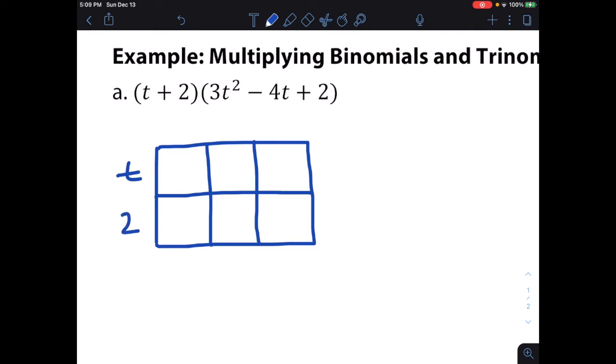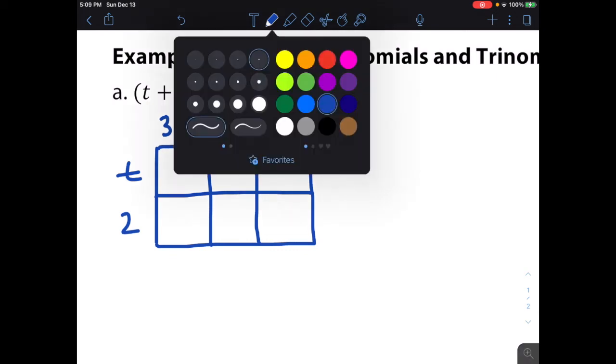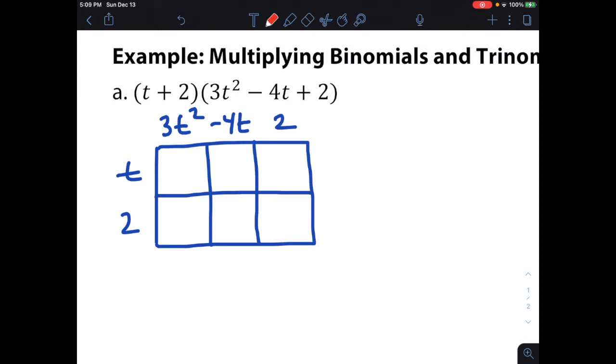I didn't write the plus 2 because it's positive 2. We can all see it's a positive 2, right? And then 3t squared, negative 4t, and positive 2. Negative 4t, not 40. Careful how fast you say that. Okay, so we have 3t to the third, 6t squared, negative 4t squared.